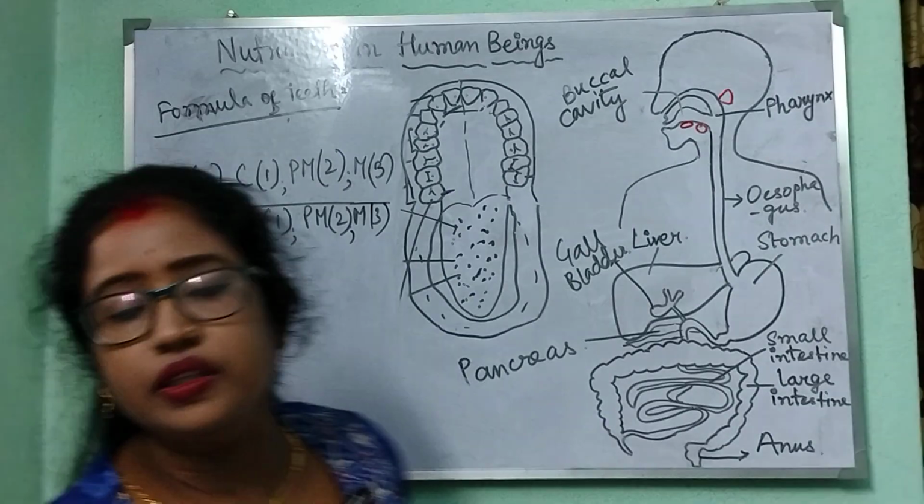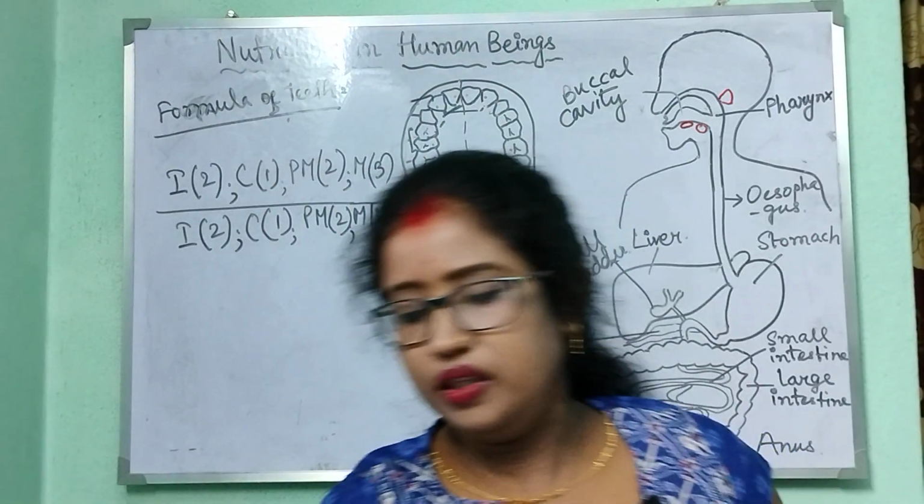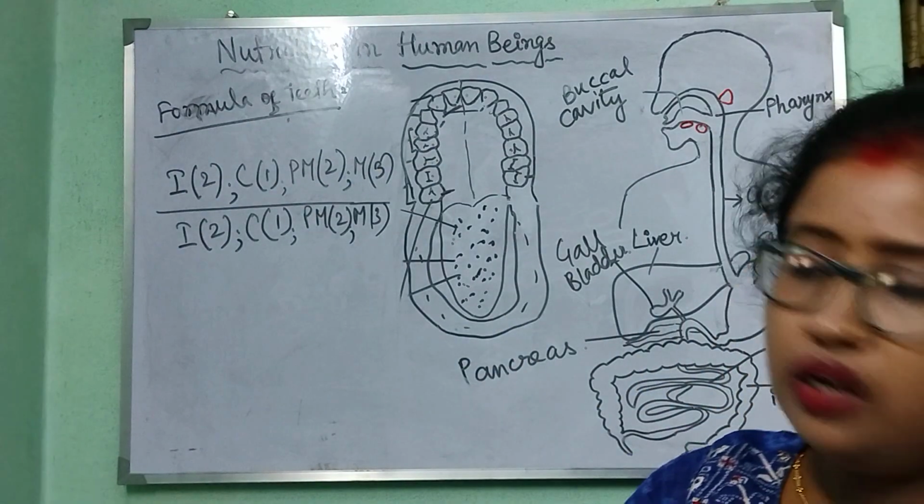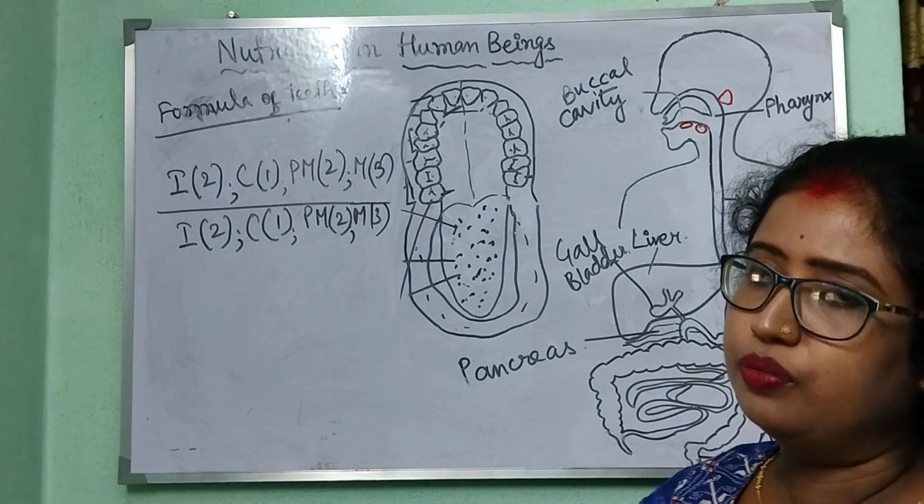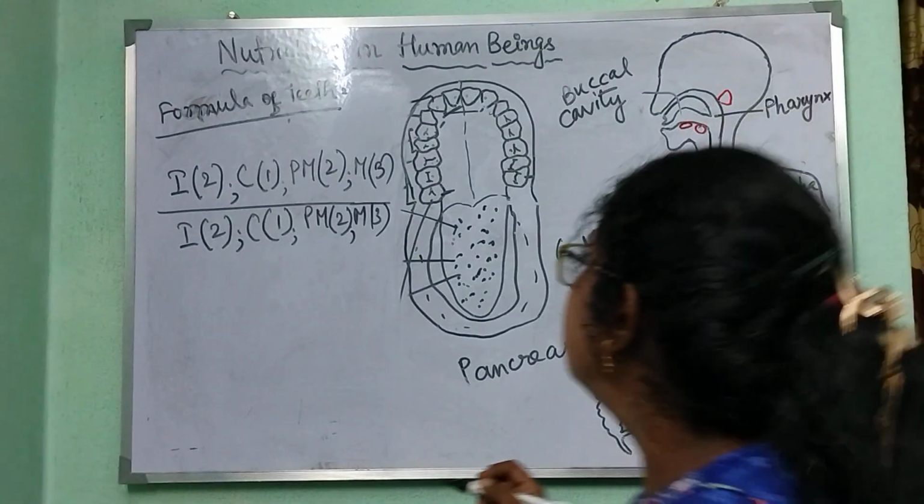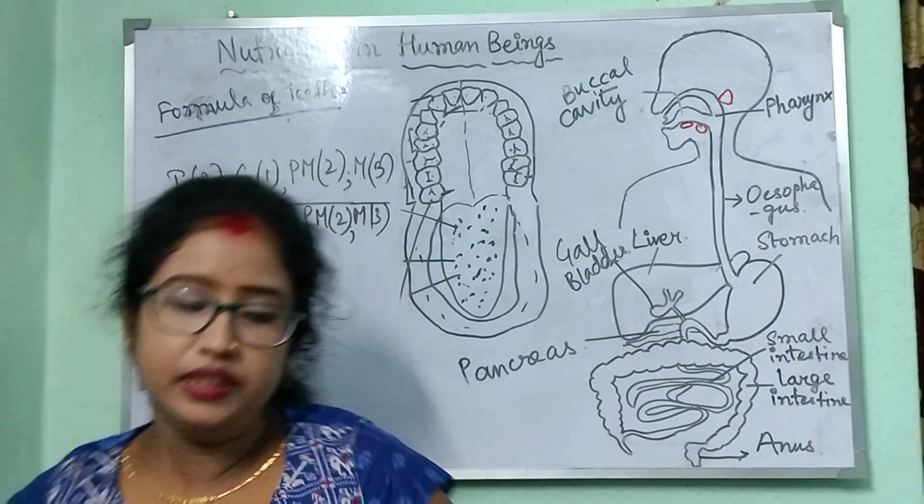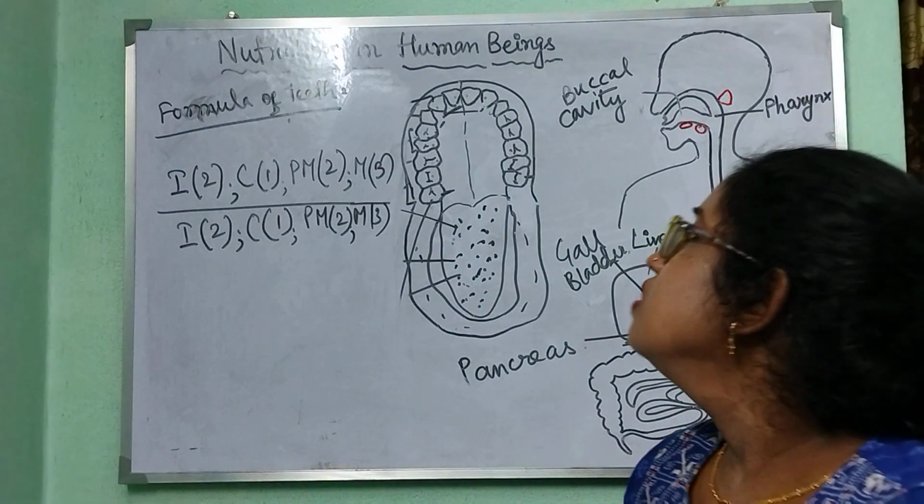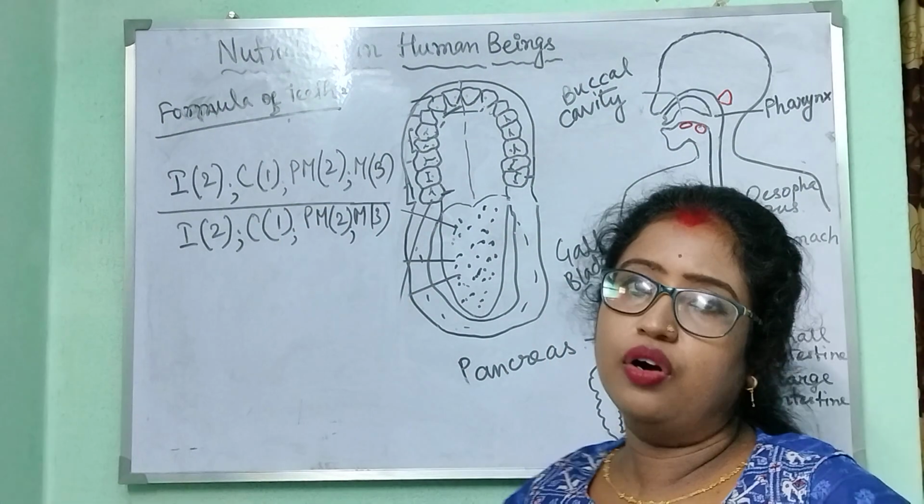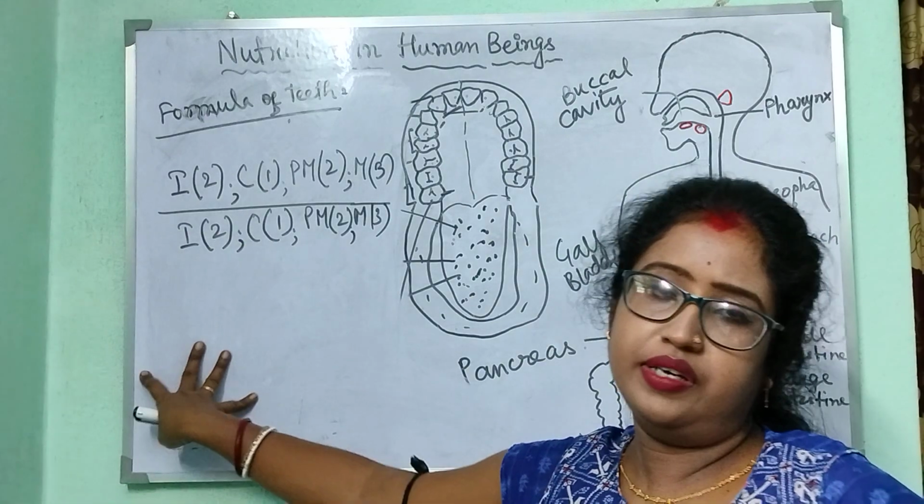Okay, so this is actually the dental formula, or the formula of teeth. We rather say the dental formula. So we have total teeth number is 32. So this is the dental formula. You have to remember this dental formula.